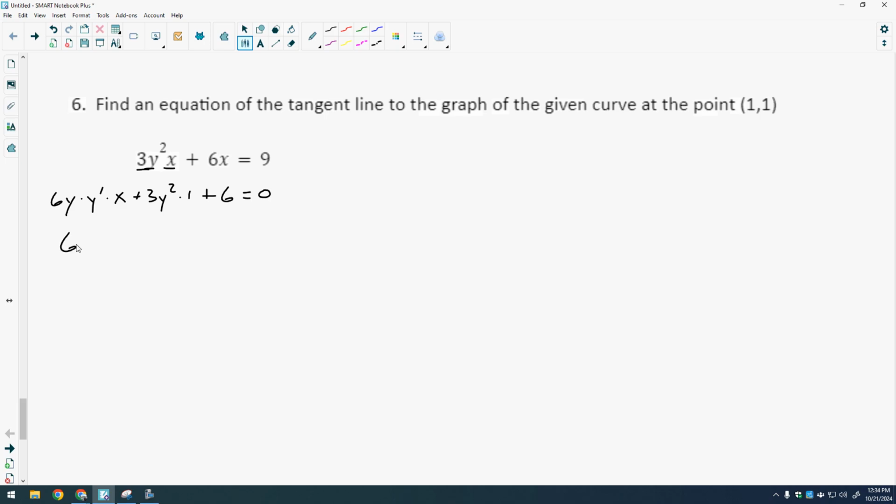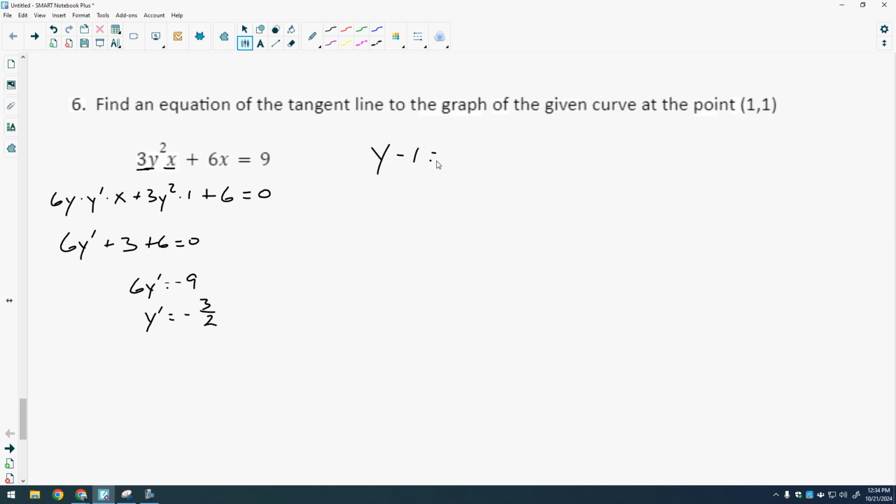Plug in 1 for x, plug in 1 for y, gives me 6y prime, because that's a 1 and that's a 1, plus 3, plus 6 equals 0. 6y prime then must equal negative 9. Adding that together, moving it to the other side, and dividing by 6, I get y prime equals negative 9 over 6, which I can reduce to negative 3 over 2. I am not done. That is my slope equation.